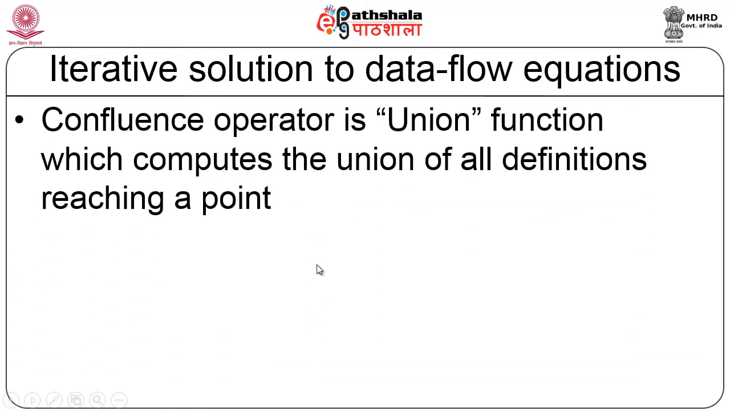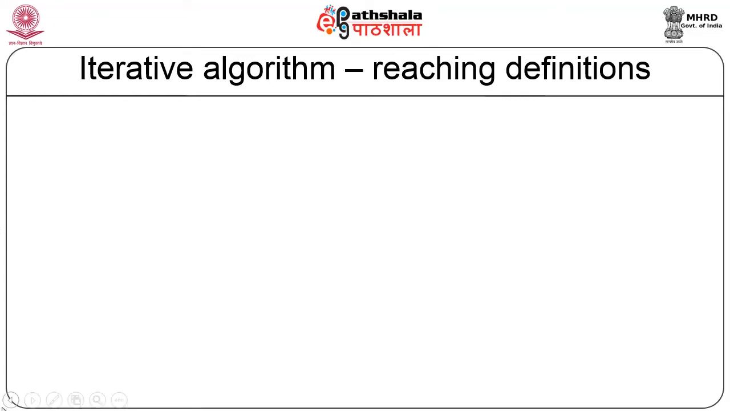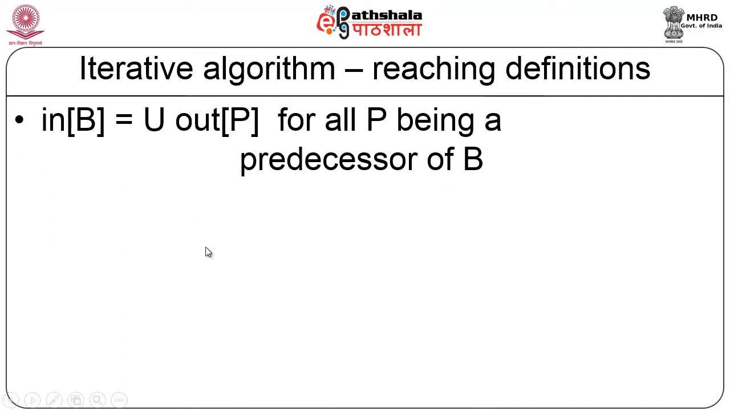Now, the operator called the confluence operator is used here, and the union operator is the confluence operator, which influences the data flow equation, and it computes the union of all definitions reaching a particular point. So, here in of B, we are resorting to the block representation rather than statement per statement, because your input will be a control flow graph, and based on the control flow graph you will group the statements into blocks.